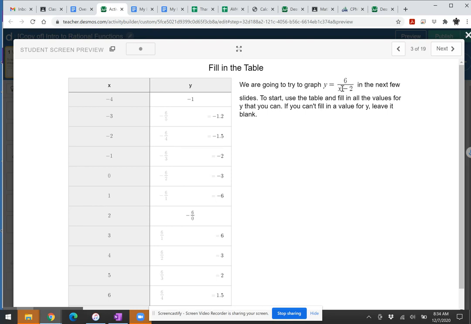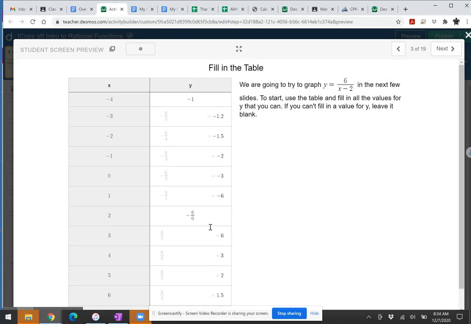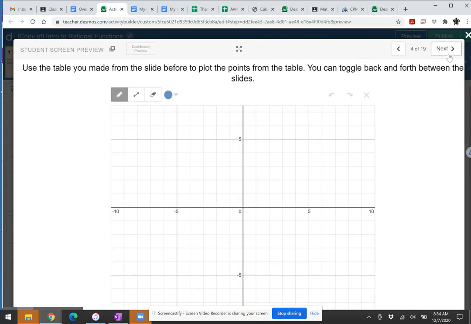And notice that in the denominator you have a 2. And as you get further from 2, notice the y values are getting smaller. So it's kind of the opposite of what we see in a linear function, where as x gets bigger and bigger and bigger, y gets bigger. In this case, as x is getting bigger and bigger in both directions, y is getting smaller.